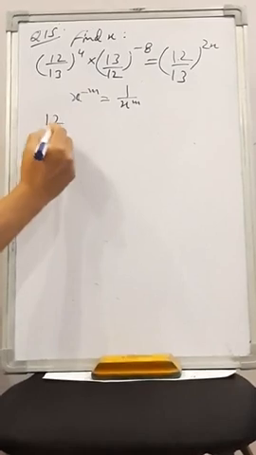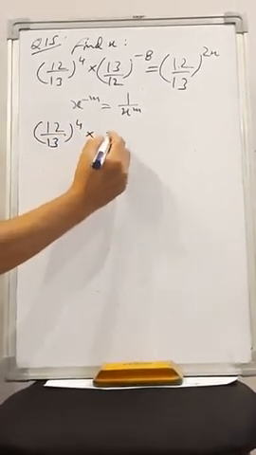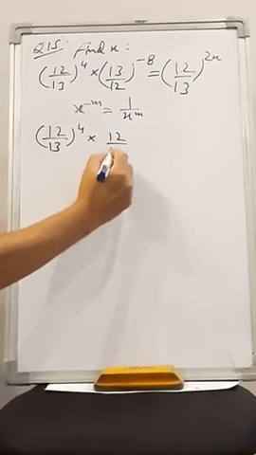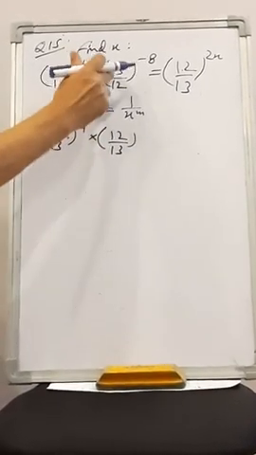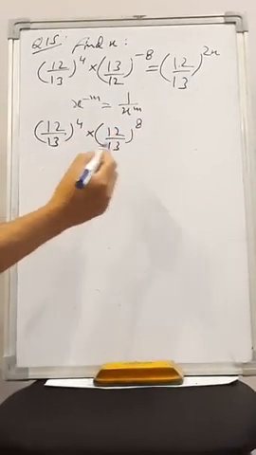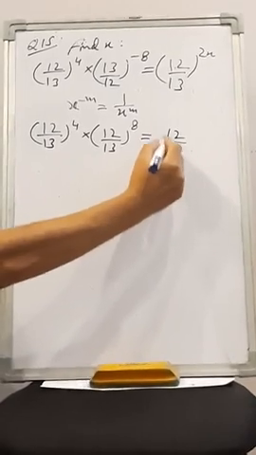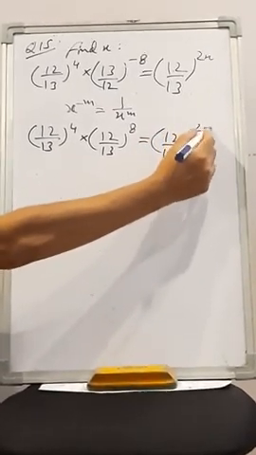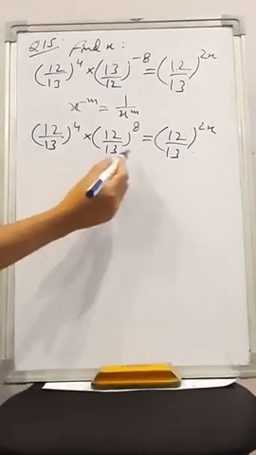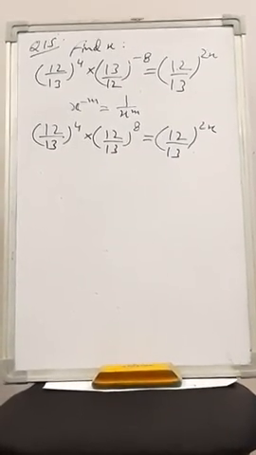If we reciprocate the second fraction, 13 by 12 will become 12 by 13 and the power from minus will become plus. Now you can see that everywhere the base is 12 by 13 only. So the base has become the same.